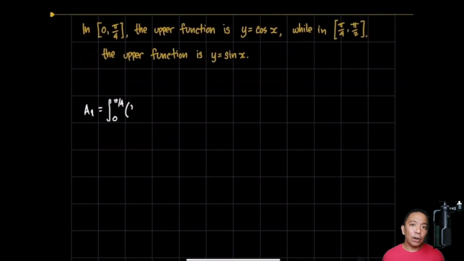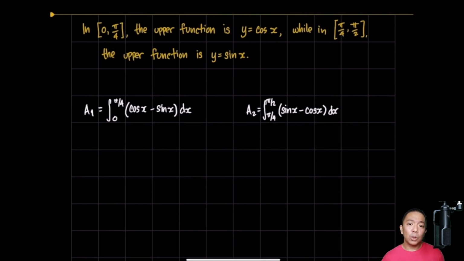Now, the area of the first region will be given by the definite integral from 0 to pi over 4 nung upper minus lower, so cosine x minus sine x. And now, for the second region, yung area naman niya will be given by the definite integral from pi over 4 to pi over 2 ng upper minus lower, but in this case, yung upper natin, y equals sine x na. Tapos yung lower, y equals cosine x. So, nagpalit yung dalawang terms, yung sine tsaka yung cosine.